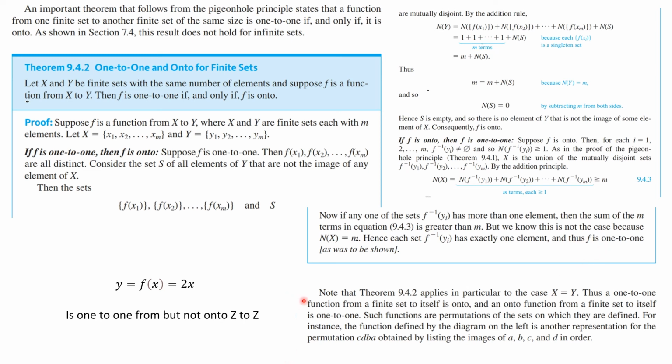Now, we should note that this theorem applies in particular when X equals Y. A 1-to-1 function from a finite set to itself is onto, and an onto function from a finite set to itself is 1-to-1. Such functions are permutations, because it's a rearrangement of the set on which they were defined. For instance, the function defined here, and I guess I don't have this diagram, but anyway, it is a permutation.